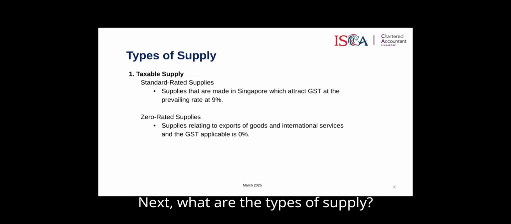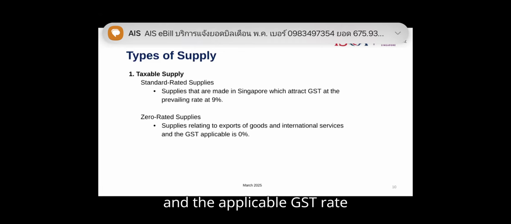Next, what are the types of supply? First, we will look at taxable supply. Under the taxable supply category, there are two main types of supplies, namely standard rated supplies and zero rated supplies. All goods and services that are made in Singapore will be considered as standard rated supplies that are subjected to the prevailing GST rate. Today, the prevailing GST rate in Singapore is 9%. Zero rated supplies refer to supplies that are exported out of Singapore and generally include exports of goods and international services, and the applicable GST rate is 0%.